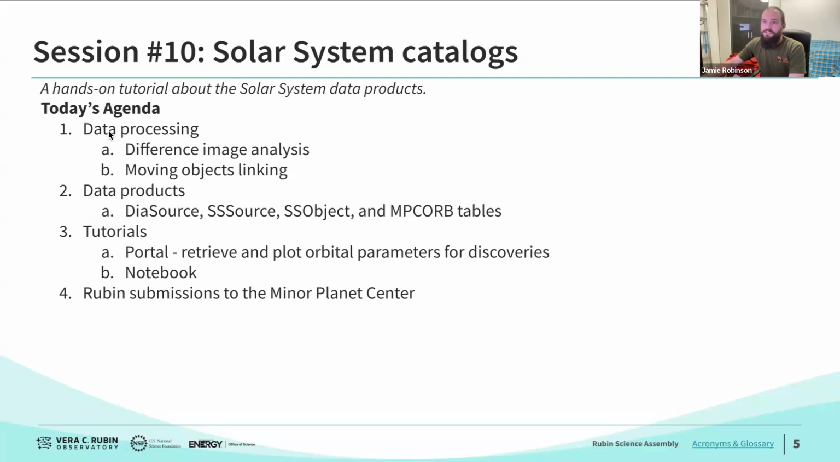So in this session today, we're going to go over, first of all, the data processing: how the solar system data was extracted from the DP1 images. That involves what happens in the difference image analysis, and how moving objects are linked, detected and verified. Then we'll get an overview of the data products. As you're probably aware, Data Preview 1 has catalogs. The main catalogs that we're interested in for solar system science are DIA Source, Solar System Source, Solar System Object, and MPC Orb tables. We'll cover what's in those and why they're important.